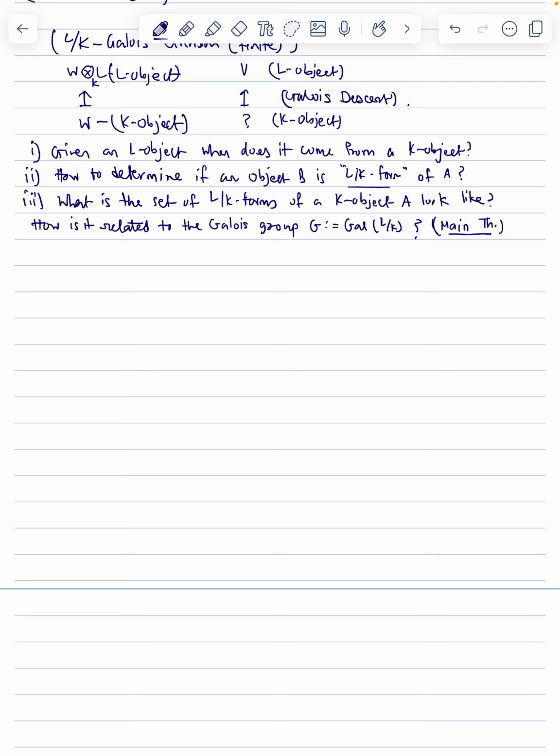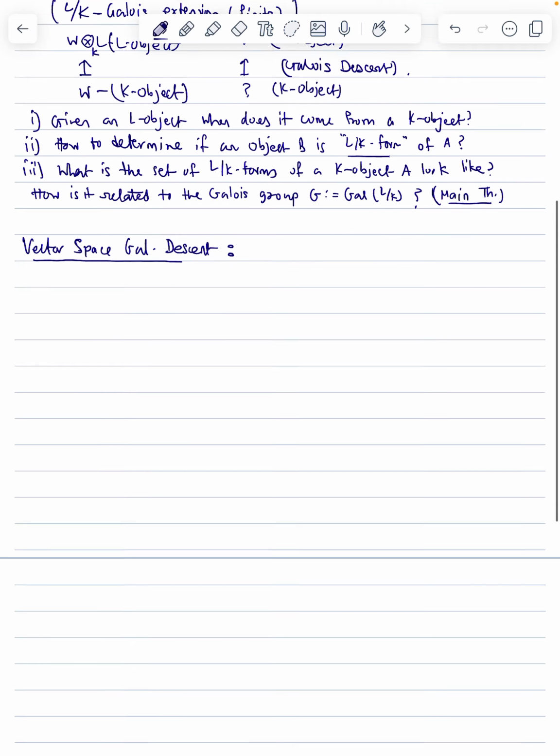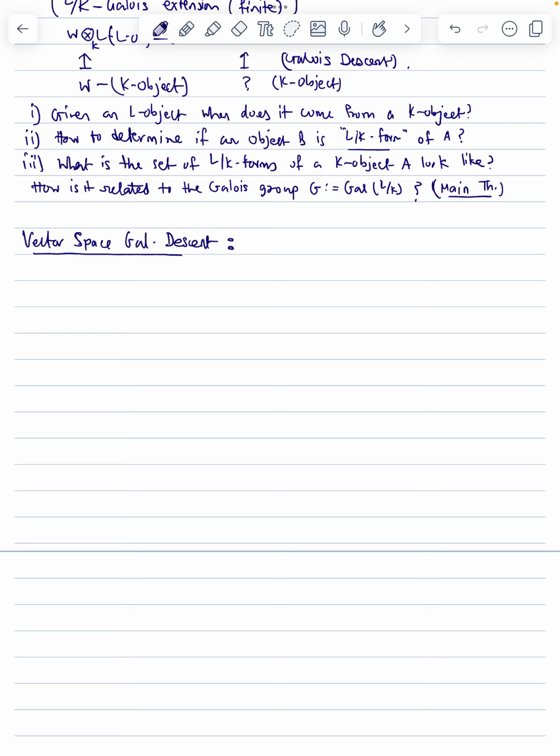So let me first do it for just vector spaces to get a feel for what we are actually doing. For vector spaces, I will just state the main theorem and try to give some idea of the proof. Here in this case, you can take an equivalent definition of L over K form. So let me use a bunch of definitions first.